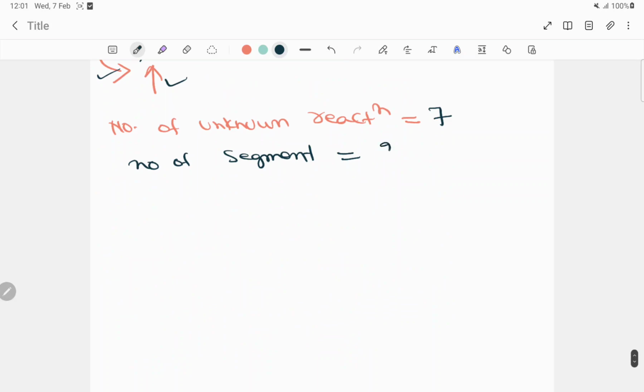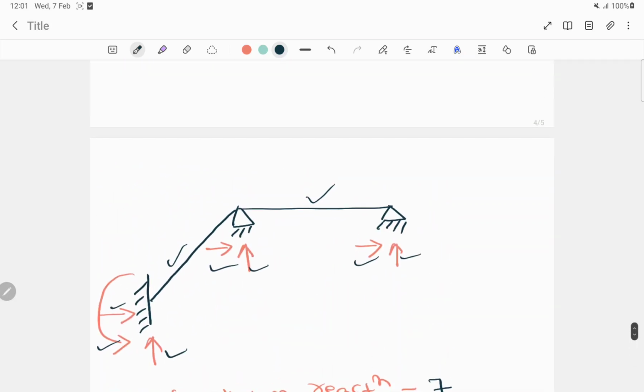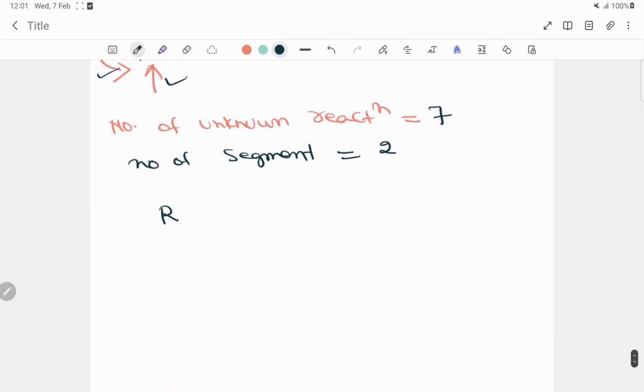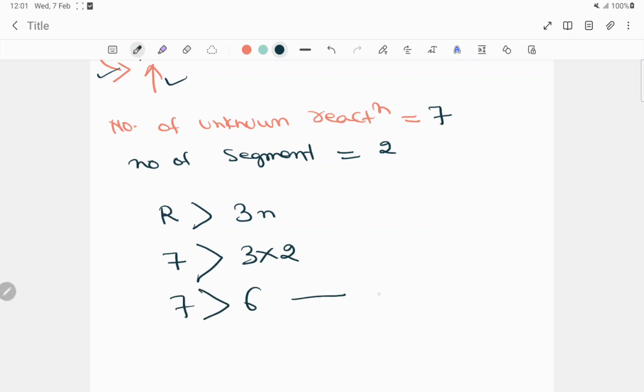There are 2 segments. Okay, so we just need to put in this formula, that R should be greater than 3n, so that it comes under indeterminate structure. So we know the value for R is 7, and 3 into 2 is 6, so 7 is greater than 6. So those structures come under indeterminate structures.